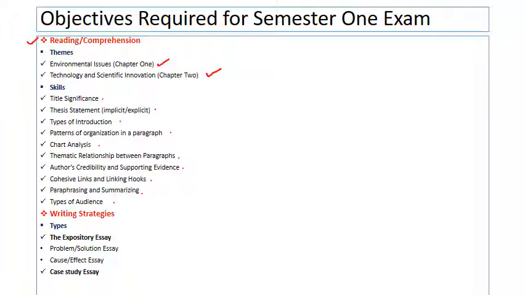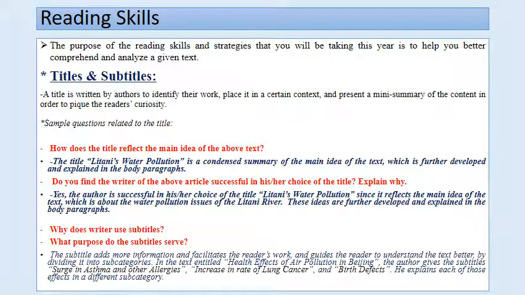The writing strategies or the writing types we took so far this year were the expository essay, problem solution and cause effect, and we also took a case study essay. We went through the characteristics and we took a model, and you guys actually wrote a case study of your own. So let's begin. The reading skills, the titles and subtitles, of course.